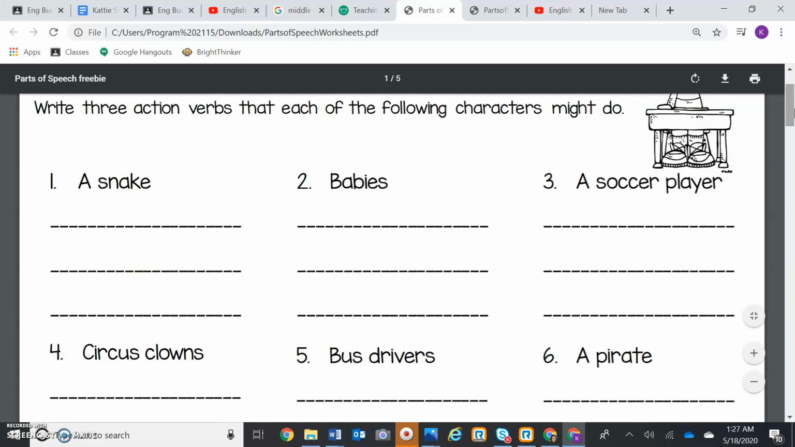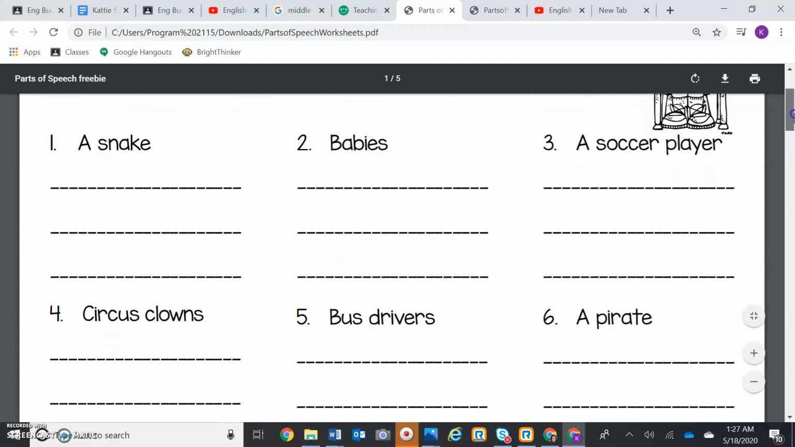So you should have number 1, write out 3. Number 2, write out 3. Number 3, write out 3. Number 4, write out 3. Number 5, write out 3. Number 6, write out 3 answers. And now you are ready to go to English. The next page. Start a new page.